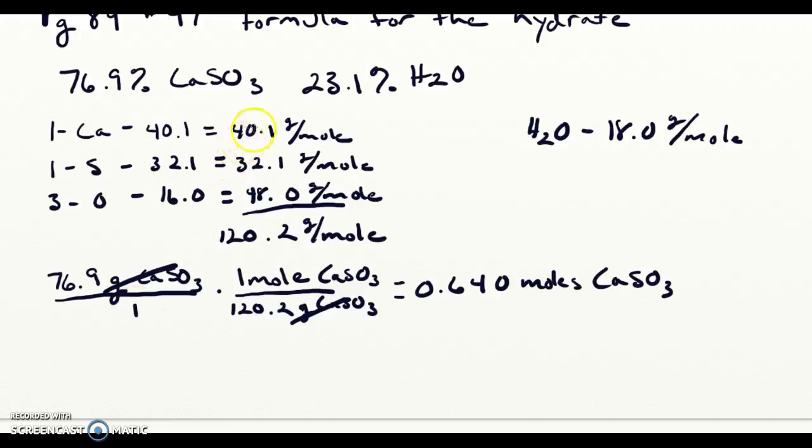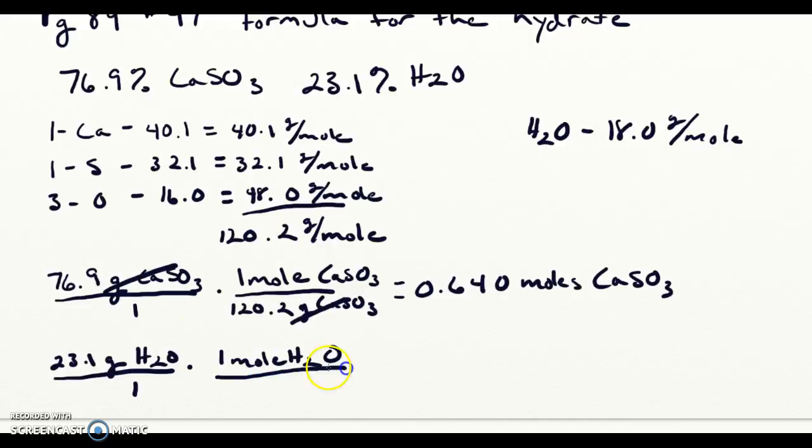Alright, we do the same for water, but water is 23.1%. So we would say, okay, 23.1 grams of water divided by 1. And we would change it to moles. 1 mole of water is 18 grams of water. So the grams cancel out. And if you take 23.1 and you divide it by 18, you get 1.28.